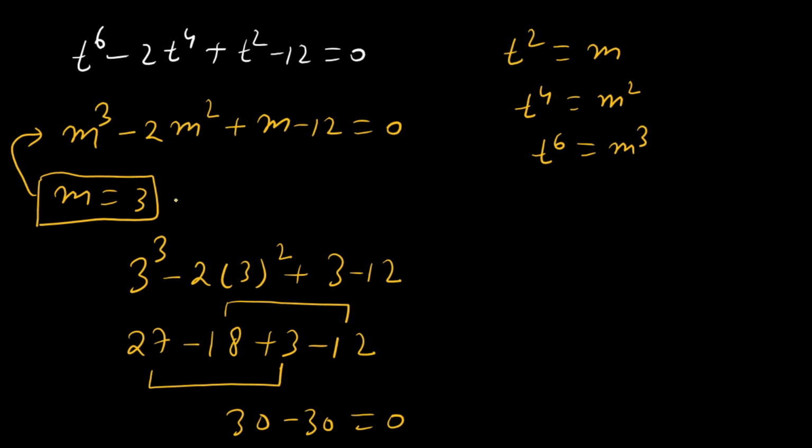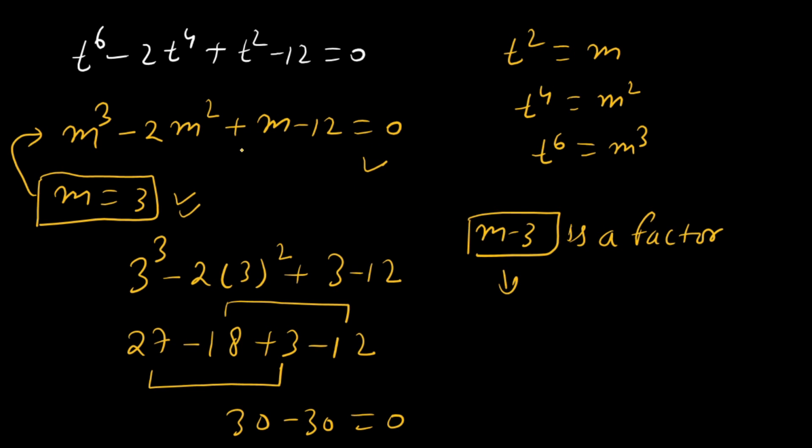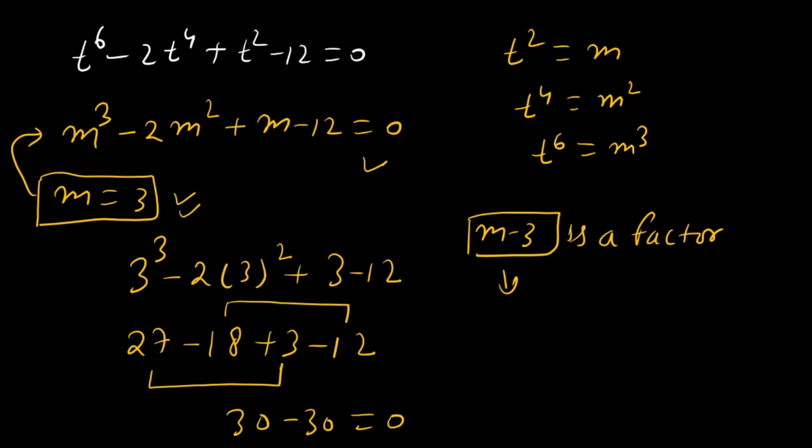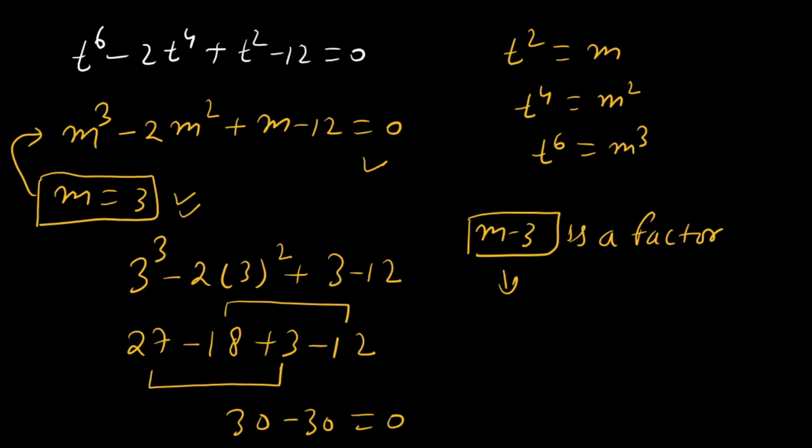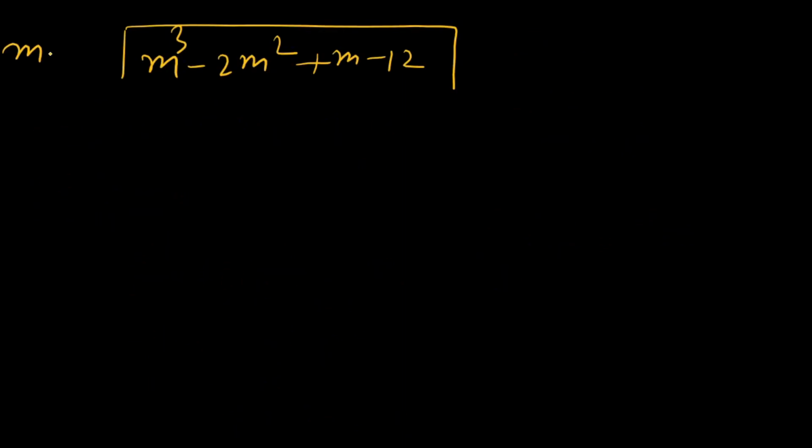So it means m = 3 is a solution of this cubic equation, so m − 3 is a factor, and a factor means an exact divisor. Now we can say m − 3 is an exact divisor of this cubic. Here the cubic equation is m^3 − 2m^2 + m − 12, and the divisor is m − 3.